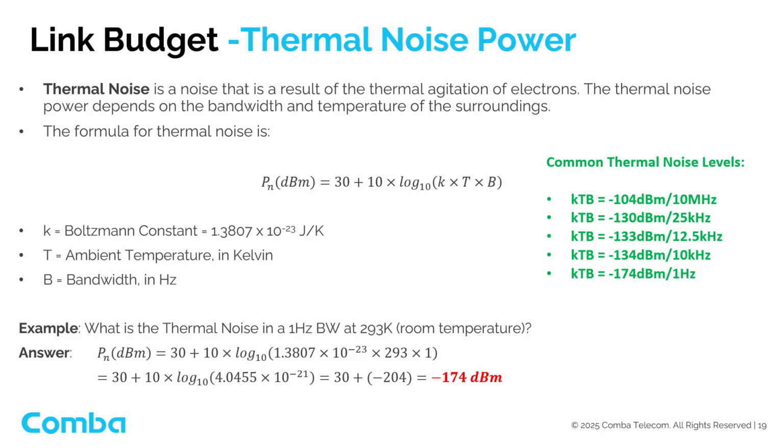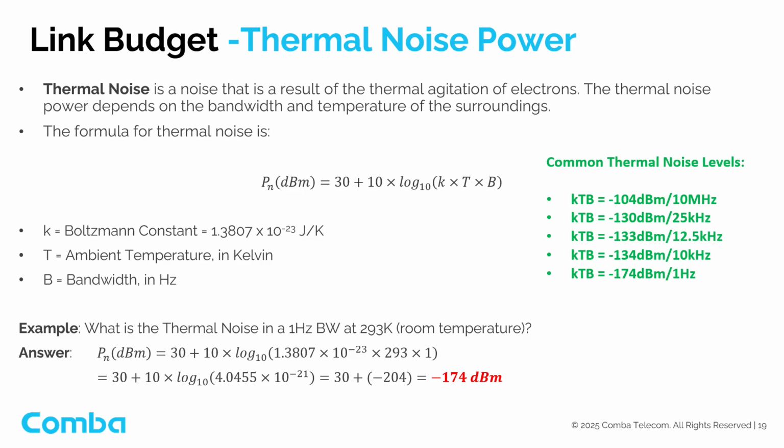Thermal noise is noise that is a result of the thermal agitation of electrons. The thermal noise power depends on the bandwidth and temperature of the surroundings. The formula for thermal noise is thermal noise power in dBm equals 30 plus 10 times the log of kTB, where k is the Boltzmann constant and is equal to 1.3807 times 10 to the negative 23 joules per Kelvin. T is the ambient temperature in Kelvin, and B is the bandwidth in Hertz. So let's look at an example.